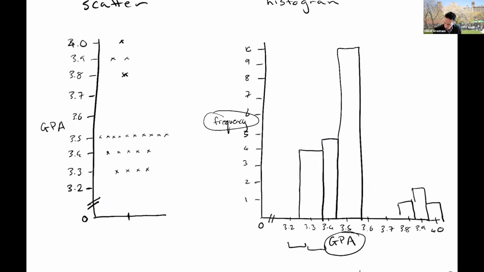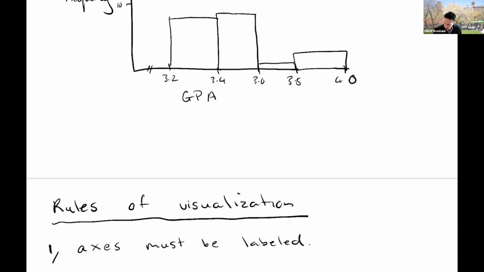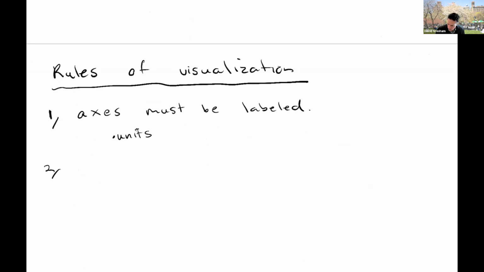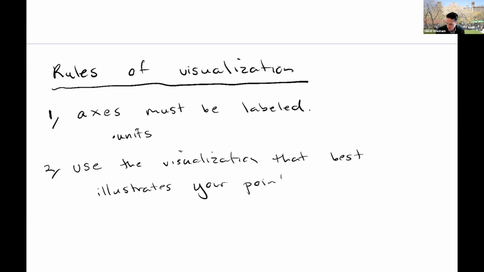Typically, what we also want for the axis label are the units, an indication of what the units are. So for example, if we're plotting height, we want to indicate whether it's centimeters or inches or feet. So we want to indicate that as well. You need to use the visualization that best illustrates your point. And this is very much the art of data presentation and trying to think of what's the point I want to make and what's the best way of being able to convey that.